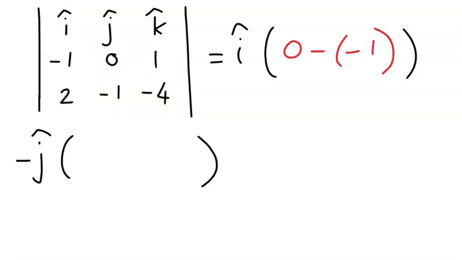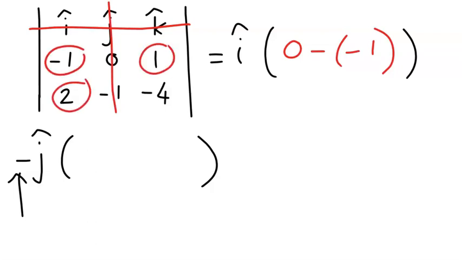Now the y component, do not forget the minus sign that we need to place here in front of that j hat. So we proceed as before, crossing out the j hat in two mutually perpendicular directions. That would leave you with minus 1, 1, 2, and minus 4. Now we proceed as if we are calculating a 2 by 2 determinant. So that is minus 1 times minus 4, so that is 4. Minus 2 times 1, so that is 2.